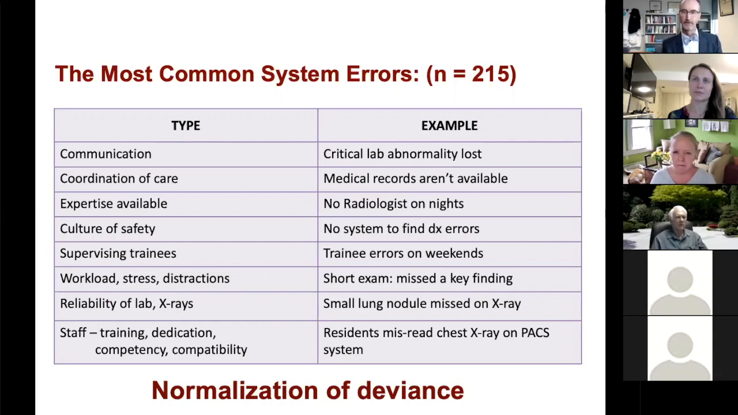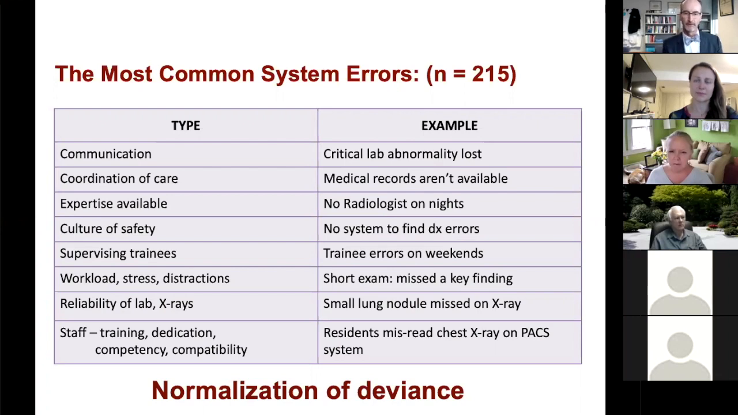There are issues with coordination of care. Suz mentioned this in her case, that there were no medical records available from her prior bleeding events that might have helped her surgeon understand the seriousness of what had happened before. Sometimes there are problems with the availability of expertise. We've got cultural problems where we're not reporting and learning from errors. Adding trainees into the mix can cause challenges. We have workload, stress, distractions, and other issues as well.